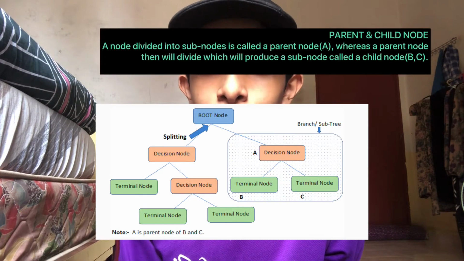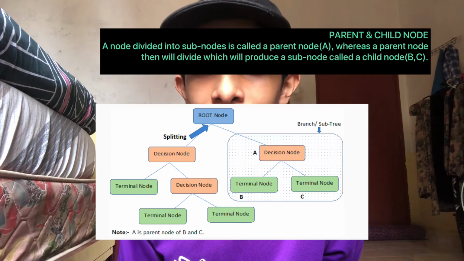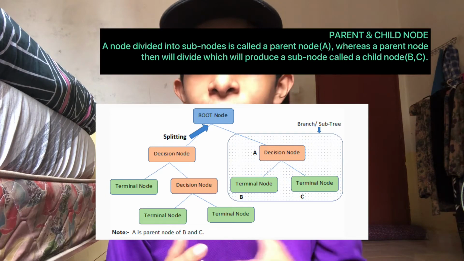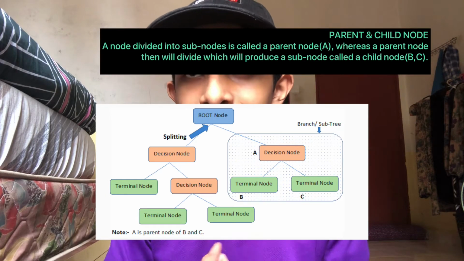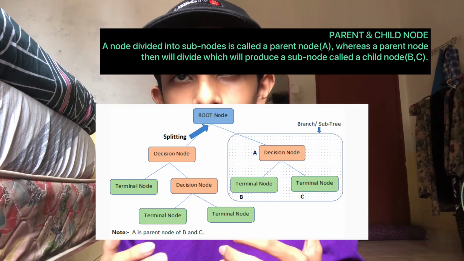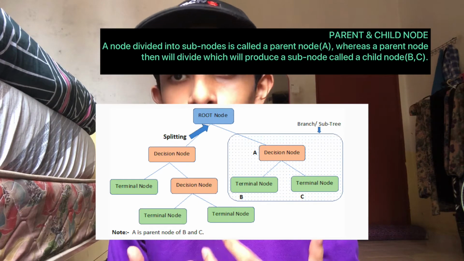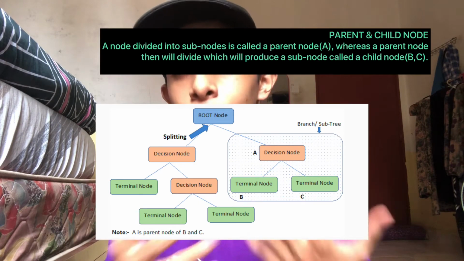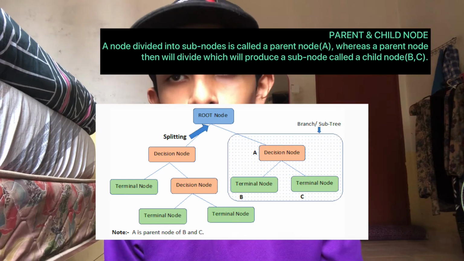And then the last one is parent and child node. A node that divides into subnodes is called a parent node, whereas when a parent node divides, it produces new subnodes, which we call child nodes.